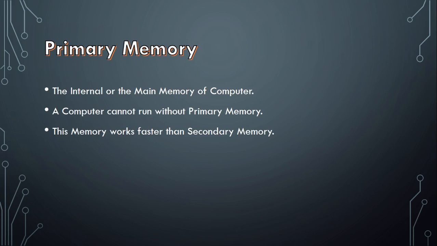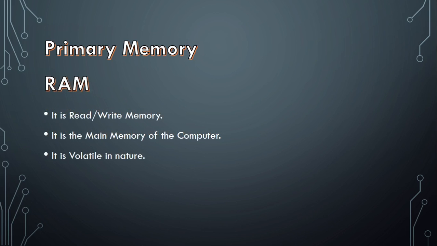Primary memory. This memory is also known as the internal or the main memory of the computer. It holds only those data and instructions on which the computer is currently working. A computer cannot run without primary memory. This primary memory works faster than secondary memory. The two types of primary memory are RAM and ROM.